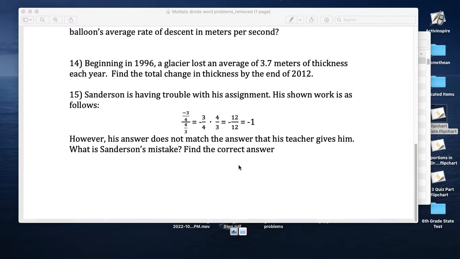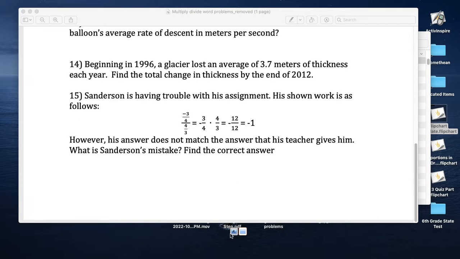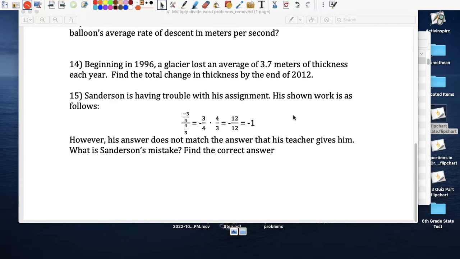15. Sanders is having trouble with his assignment. Okay, why? He's shown his work. His work is as follows. However, his answer does not match the answer that his teacher gives him. What's his mistake? So, negative 3/4, and this is his problem, right? Negative 3/4 divided by 4/3. So let me write it this way, actually.